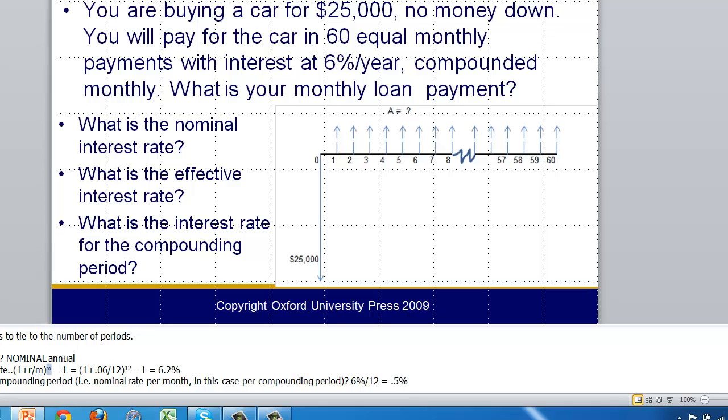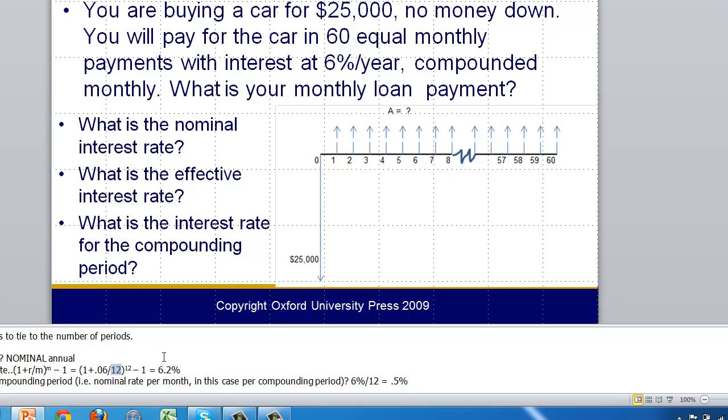Remember, this M in this formula does not stand for months. It represents the number of compounding periods within the year. So in this case, we have 6%, as a decimal, per year, divided by 12 because we compound monthly and there are 12 months in a year, raised to the 12th power, minus 1, which gives us 6.2%. We knew that the effective annual interest rate would be higher than 6% because compounding took place during the year, and compounding increases that rate.